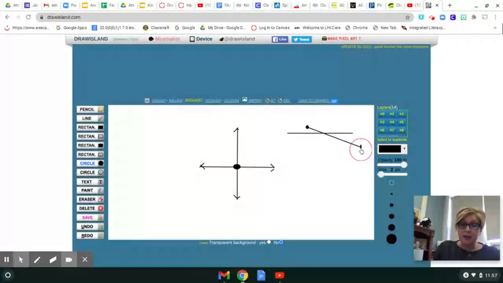But they are not perpendicular to each other, because it doesn't look like a clock face, and it does not look like a plus sign.